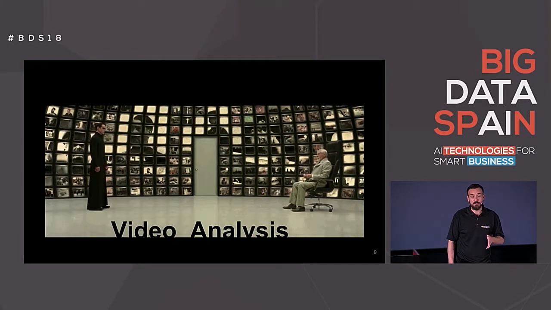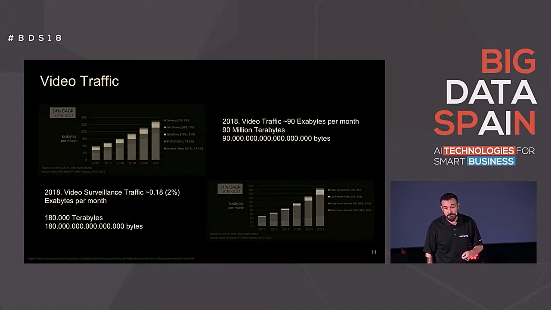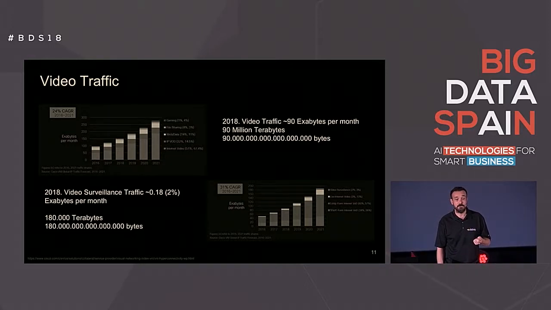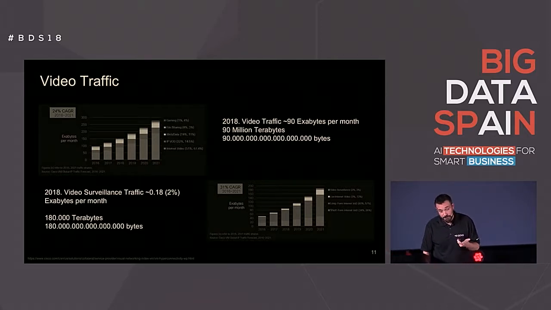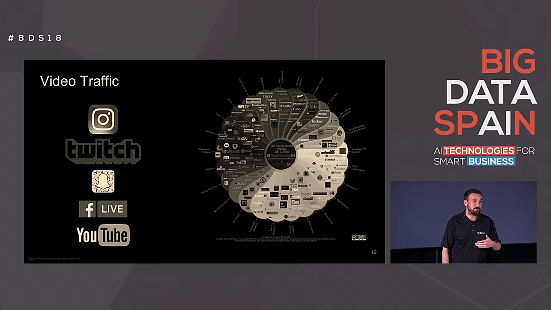Today we are focused on video analysis, because by 2021, 80% of the world's internet traffic will be video. Video is growing exponentially, along with social networks. This year, 90 million terabytes per month on the internet are video, and only 2% are from surveillance. So video is a really great opportunity to get a lot of information to use in your companies or in governments. All of the networks support uploading video.